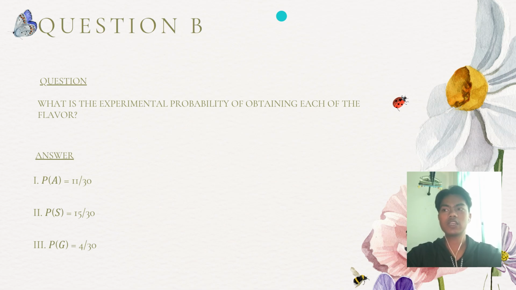For the second question, what is the experimental probability of obtaining each of the flavors? For the answer, probability of getting apple is equivalent to 11/30, probability of getting strawberry is equivalent to 15/30, and probability of getting grapes is equivalent to 4/30.